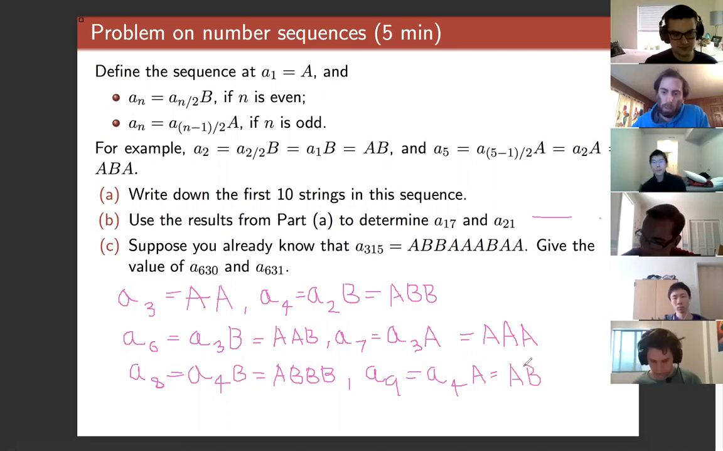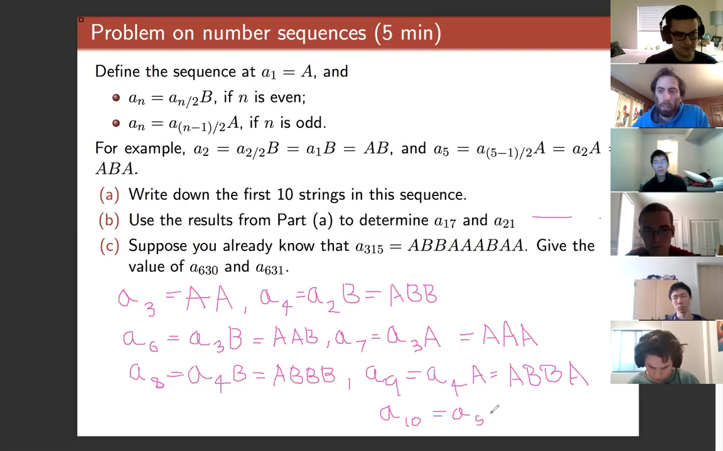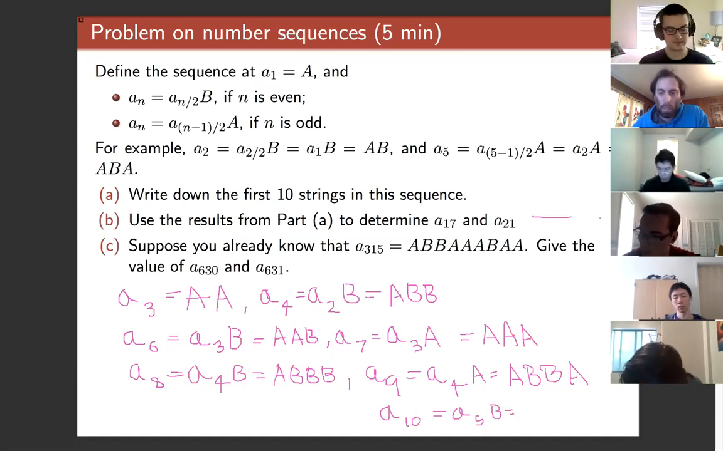All right. And then the last one is A10. So let's write that out. A10, 10 is even. We're going to have A5, multiply that by B. So A5 was ABA, so we just have ABAB.